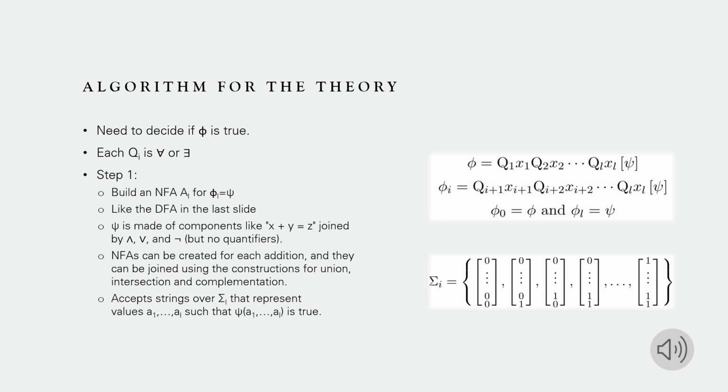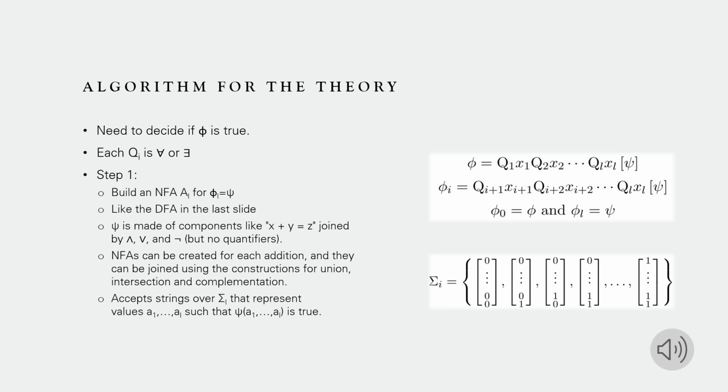The first step of this algorithm is to build an NFA called A l for phi l, which is the same thing as psi. So this is like the DFA in the last slide. It will accept strings over this generalized alphabet sigma l such that the rows of the string correspond to numbers that make the formula true. So any string where the rows represent numbers that satisfy psi.